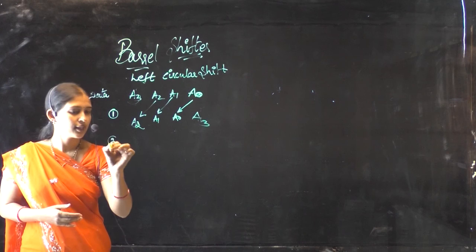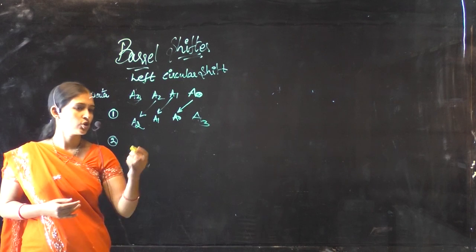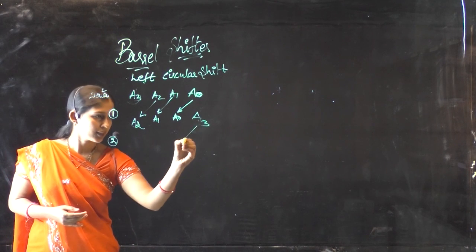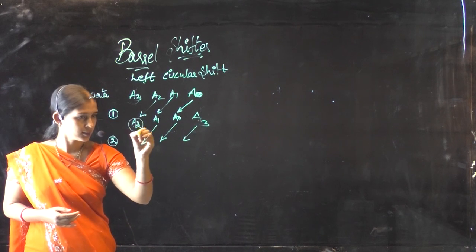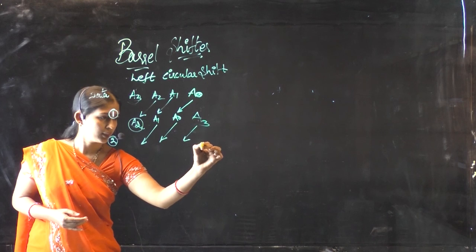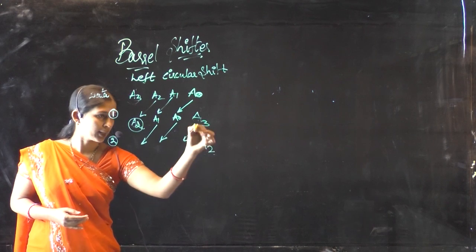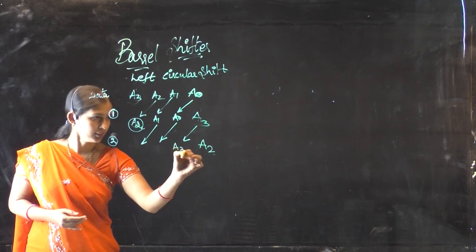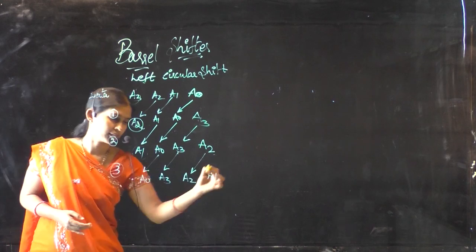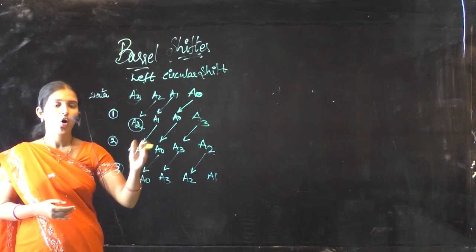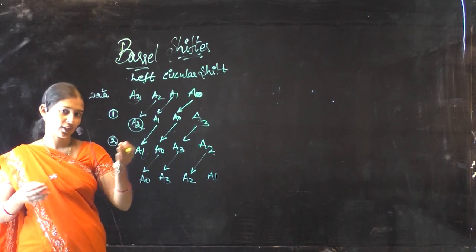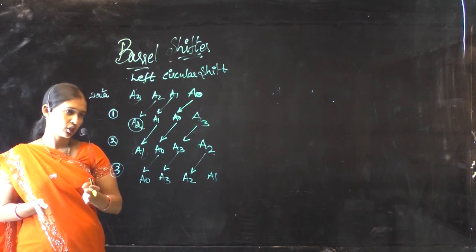Again, if I want a second shift, this A3 comes here, A0 comes here, A1 comes here, and A2 will be moved towards here. That means here A2 will come, here A3, here A0, like this. So this is called your left circular shift. All the bits are moved towards your left side.